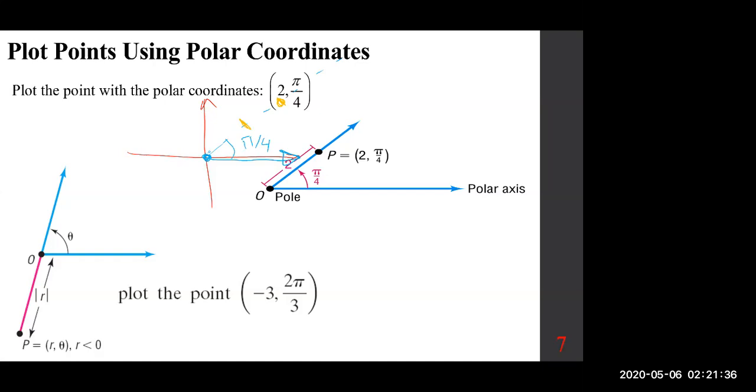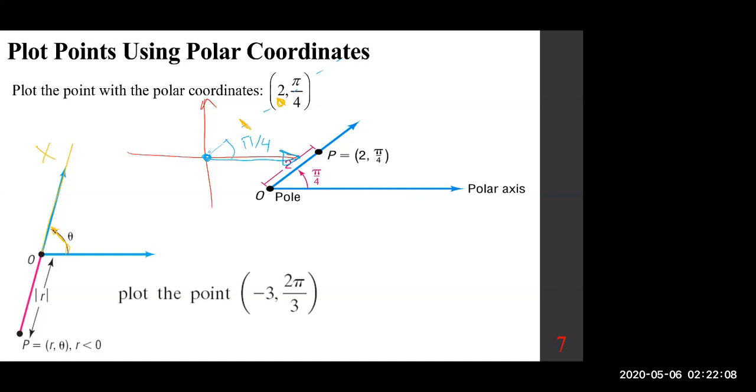So first you draw the theta. Let me make sure everybody understands. You draw the theta. When you draw the theta, this side is the positive side. The opposite side is the negative side. So if I want R to be negative, then I count down the opposite side of that. So in this case, 2 pi over 3.